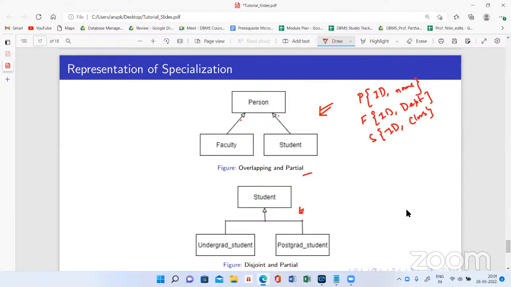Now, if I want to query about faculty, I'll do a join between person and faculty. That gives the faculty ID, faculty name and department. If I want to find out the student information, I'll do a join between person and student. I'll get the student ID, student name and the class.